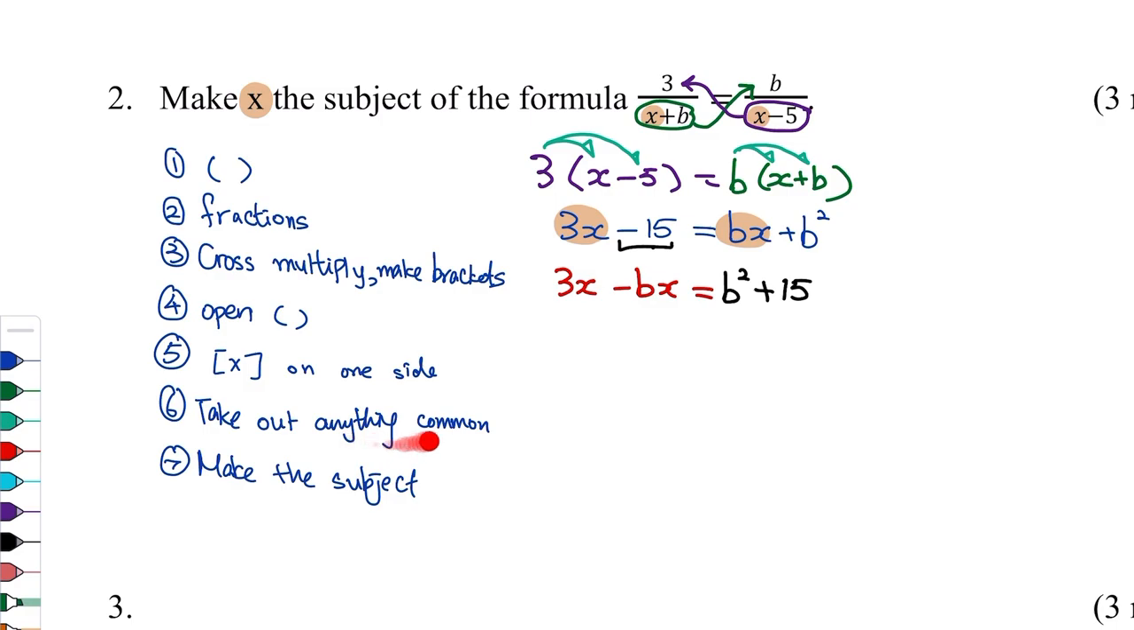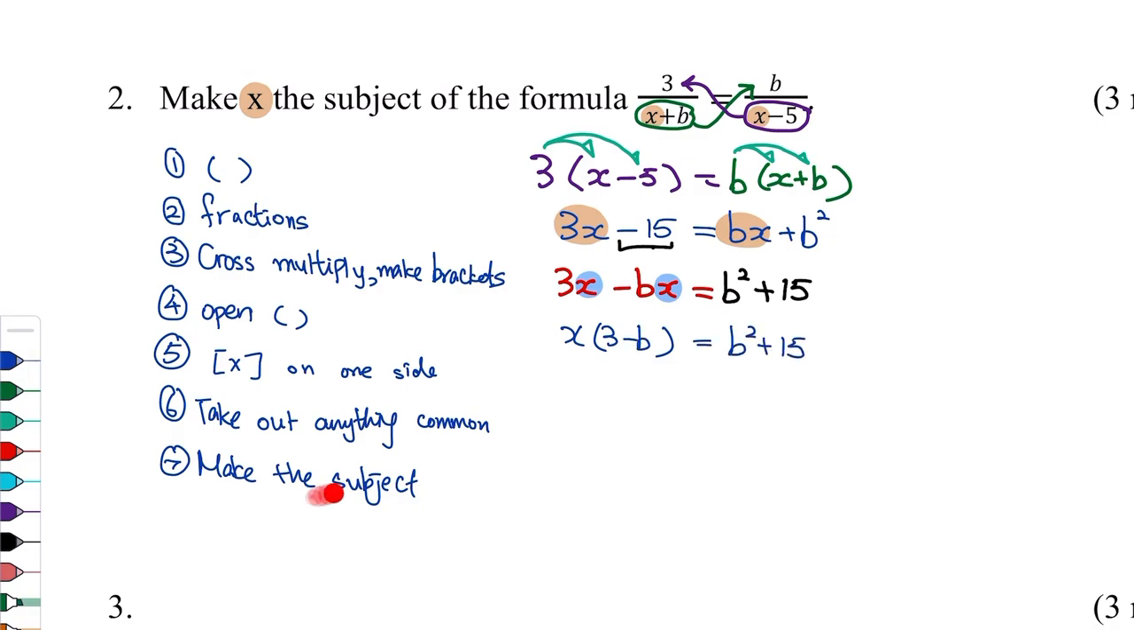Next, taking out anything common on the x side. So here, because this is what you want, you need to make x as the subject, not too many things. So is there anything common here? They both have x, right? So you take that out, whatever is left, just put it there. In other things, no change.